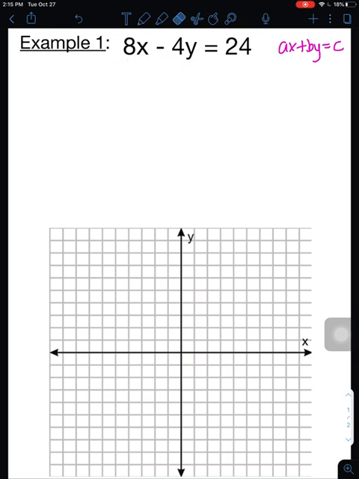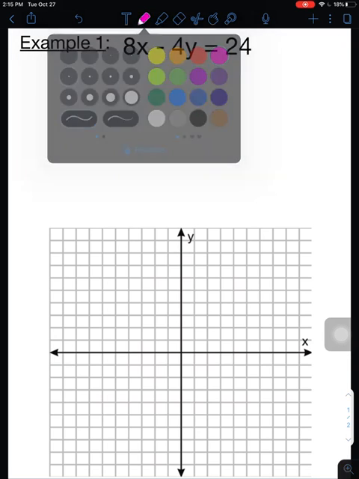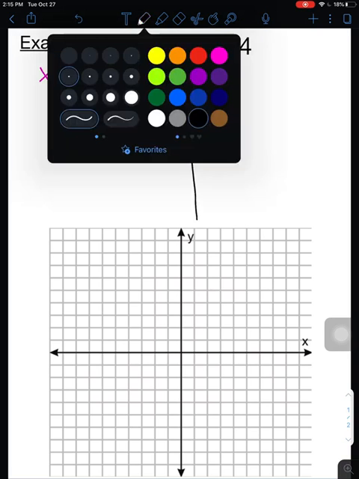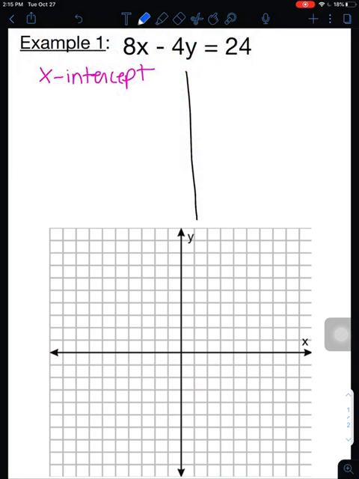All right, so here's the second way in which you can graph linear equations that are in standard form. We are gonna get our x and y intercepts. Our goal is to get my x intercept and also my y intercept. Okay, so let's start with my x intercept first.